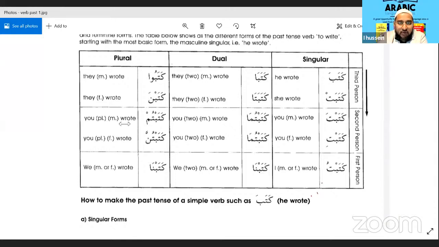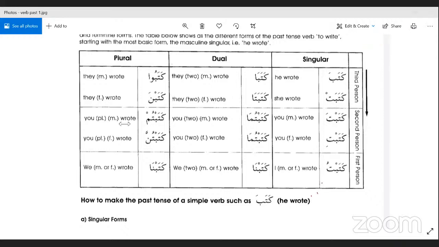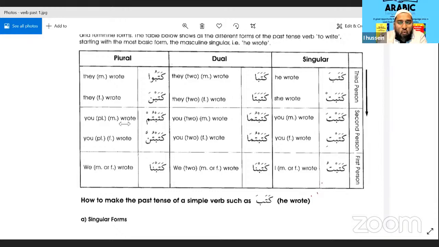Okay, I'm going to test you now because you didn't translate. Now I'm going to ask you the English, and you will give me the Arabic. How do you say she went? Zahabat. How do you say they all females went?